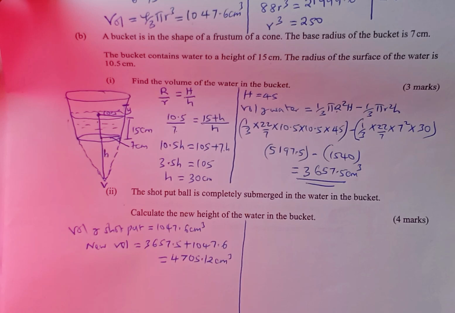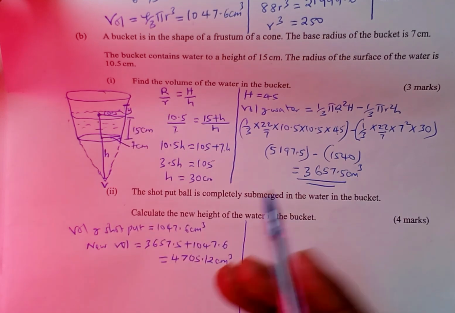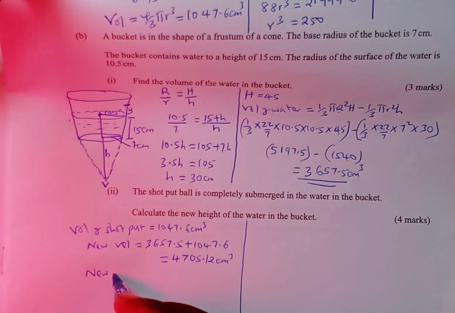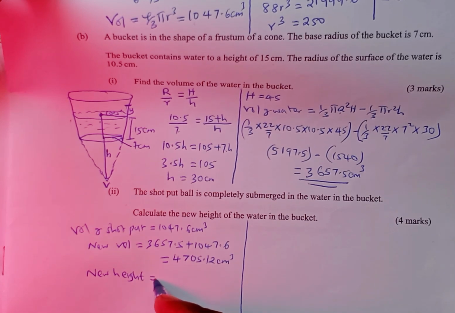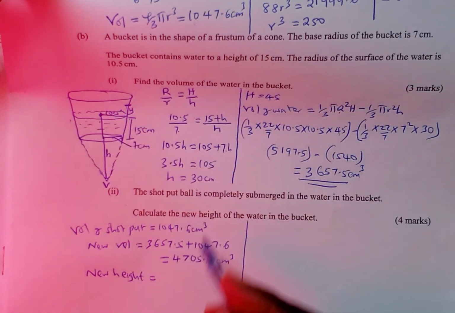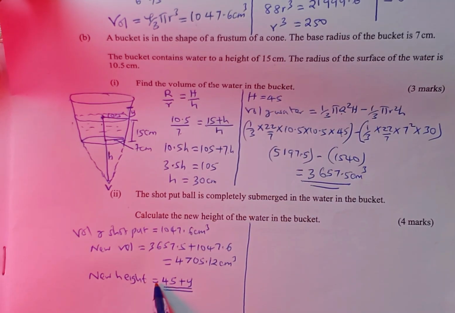Once we have the new volume, remember we can still use similarity and enlargement to get our new height, and we have already assumed the increase in height to be y. And therefore, to get the new height, we are simply going to take the height that we had initially of 45. From here to here, we are going to have 45. We add the increase in height. So this is our new height, which is 45 plus the new increase.